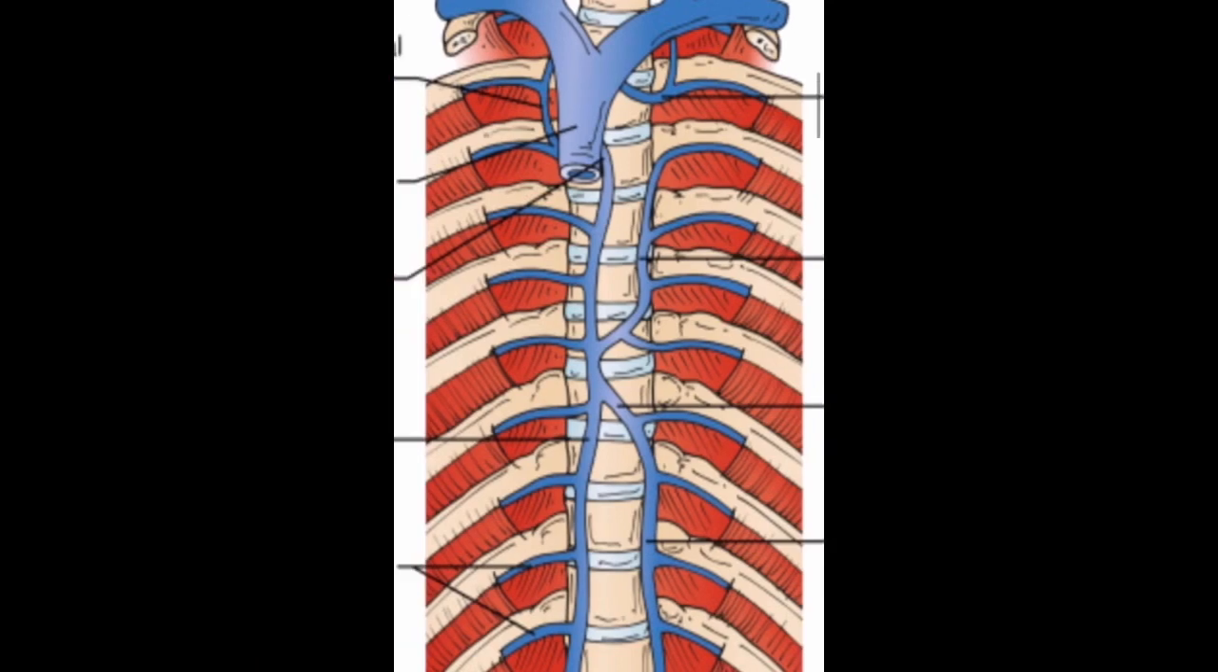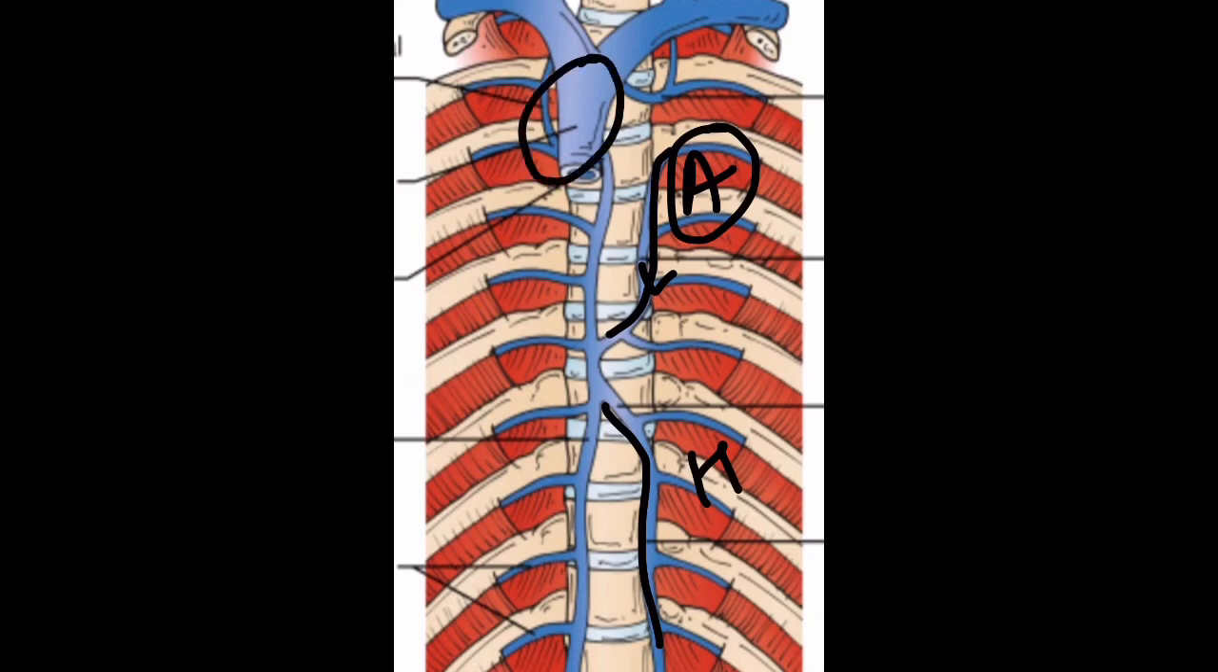Which vein is this? Yes, come on. Amazing. Accessory hemiazygous. It's up, remember? So A comes before, so that's why accessory is above. Which is this? Yes, the hemiazygous. And what structure is this? Yes, the superior vena cava. Which vein is this that is draining into the superior vena cava? Yes, the azygous vein. Amazing.